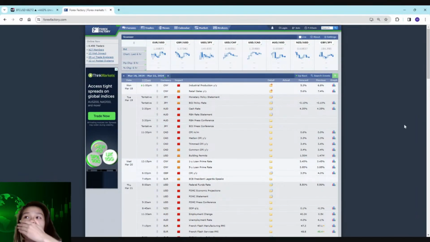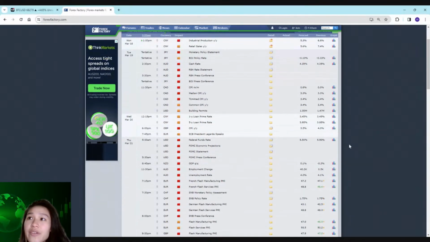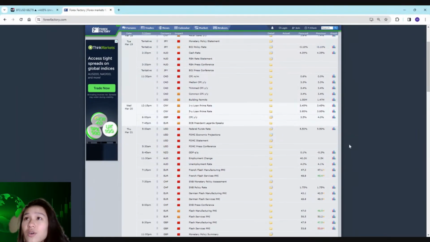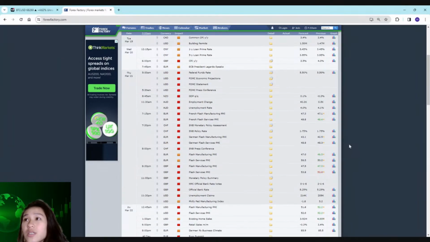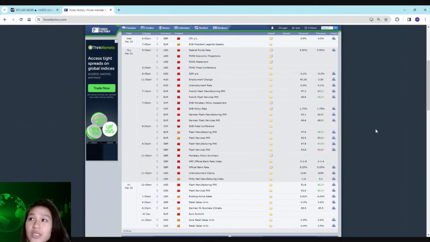So you can see that for Japan, there's the monetary policy statement. Aussie has the RBA rate statement as well. Canadian CPI on Tuesday. Wednesday, we have UK CPI. Thursday, we have the FOMC statement for the US. Unemployment, or rather employment data for Aussie. In Switzerland, there is also the SNB monetary policy assessment.